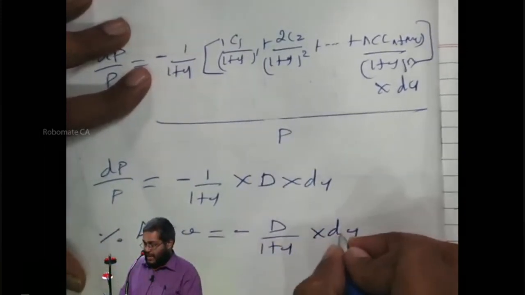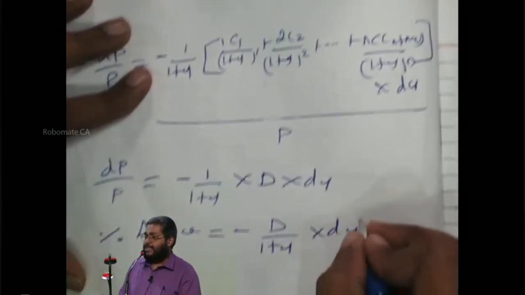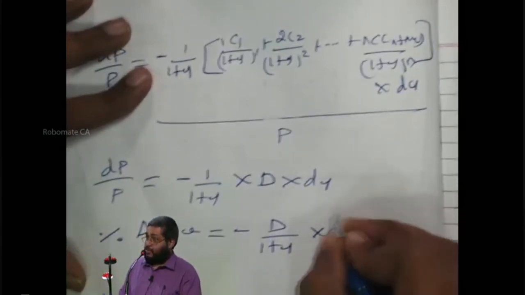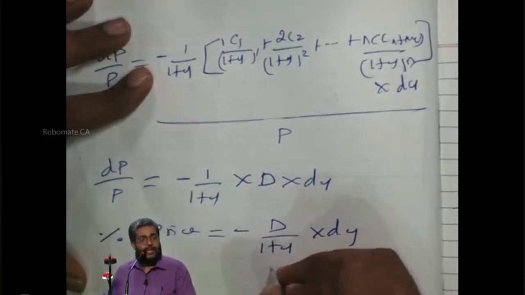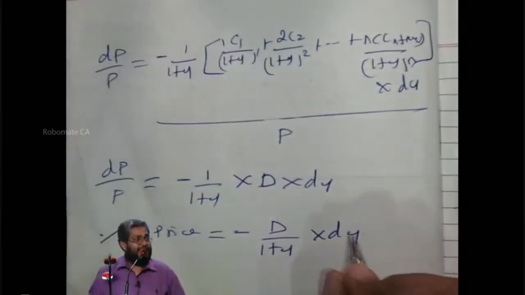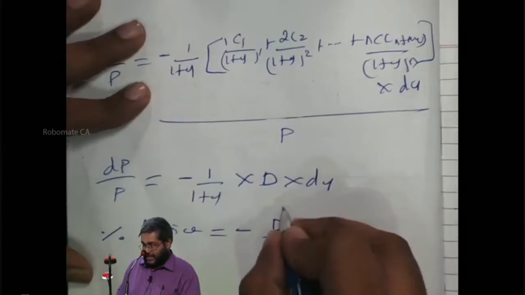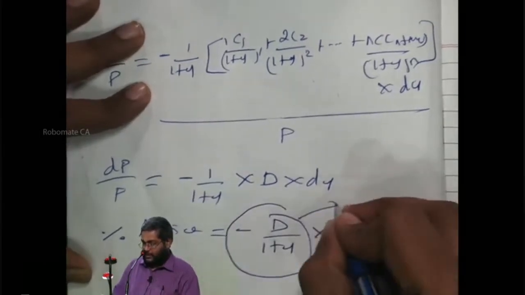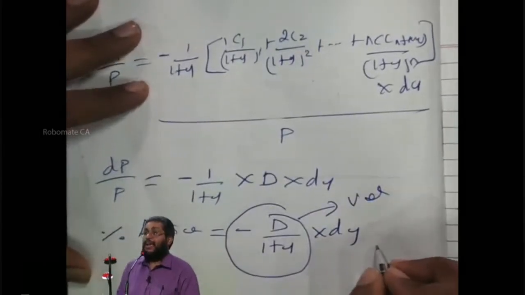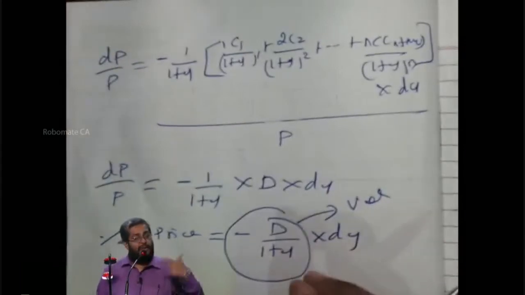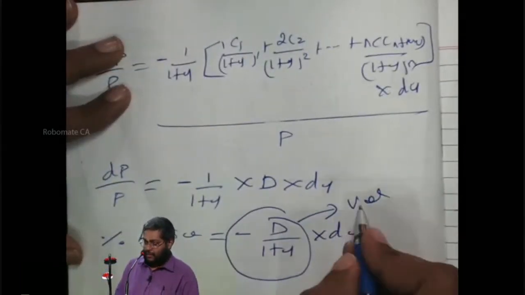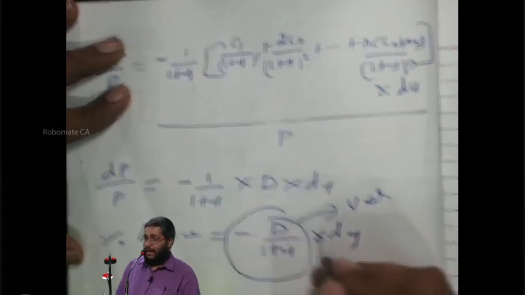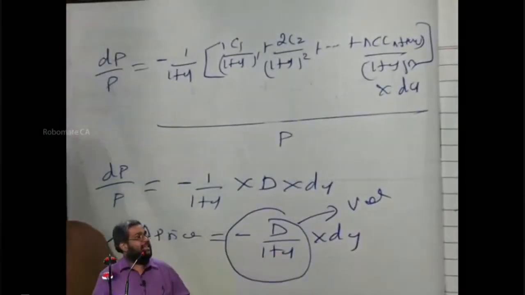So when the yield changes by, dy means what? Change in yield. When the yield changes by 3%, the bond price will change by minus d by 1 plus y into 3%. So much percentage. Everybody, yes or no? Now, this d by 1 plus y only, we call volatility. And dy is the change in YTM. When the YTM changes by dy percentage, the bond value changes by volatility times dy percentage, which gives the percentage change in the bond price. Everybody, are you following or not?